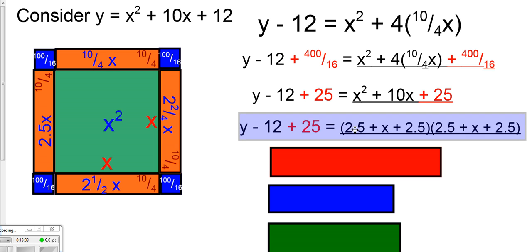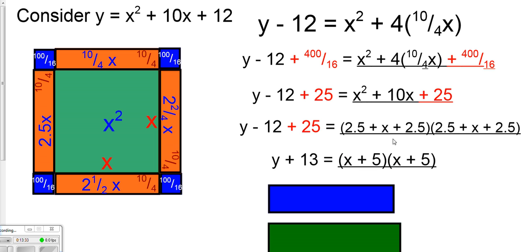Now I'm going to take this chunk and split it into my length times my width. 2.5 plus x plus another 2.5. Same thing down this side, 2.5 plus x plus another 2.5. Instead of using the whole piece to be called my length, I'm going to simplify those. This piece would just be x plus 5. This piece would just be x plus 5.